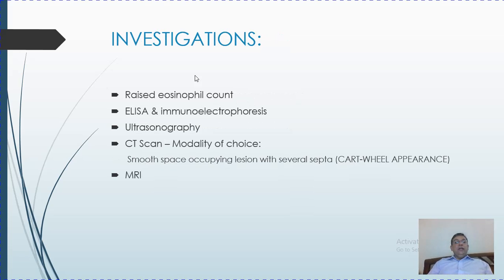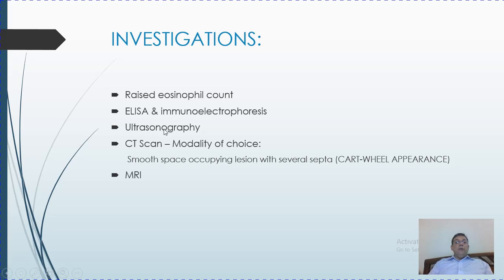Then how do we investigate? On complete blood count, these patients have a raised eosinophil count, the total eosinophil count would be raised. Then we can do ELISA and immunoelectrophoresis to identify the antibodies against Echinococcus granulosus.